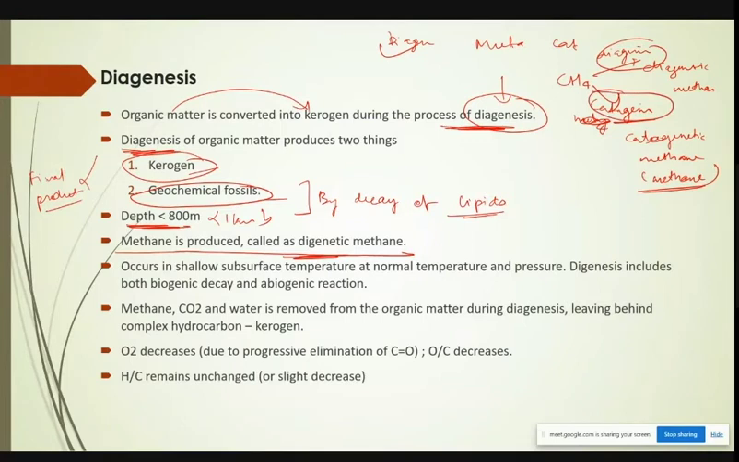Methane can be produced in both. But other hydrocarbons cannot be produced in diagenesis, like hydrocarbons such as C2H6, C3H8. These cannot be produced during diagenesis. Write it down.